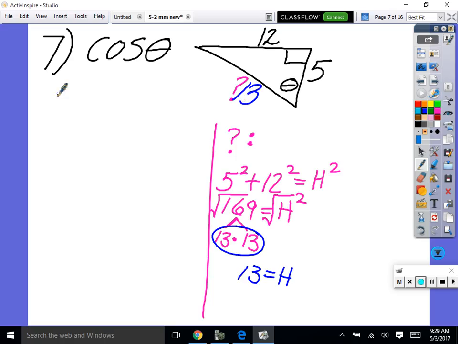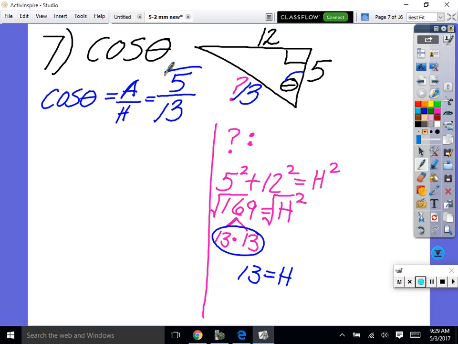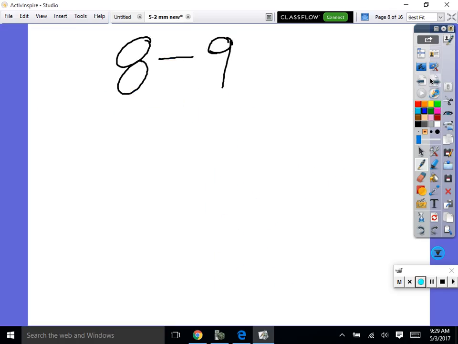So cosine of theta is what? Go to theta. What's your adjacent side? 5. And your hypotenuse is 13. And didn't we answer cosine of theta is that? That's what we were asked to find, so we're literally done. No, just one extra step. Okay, do 8 and 9.